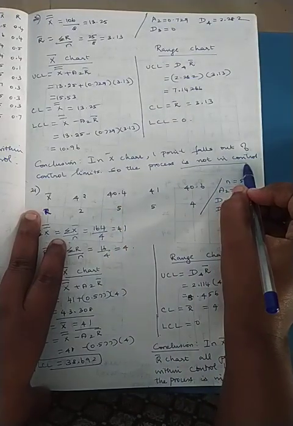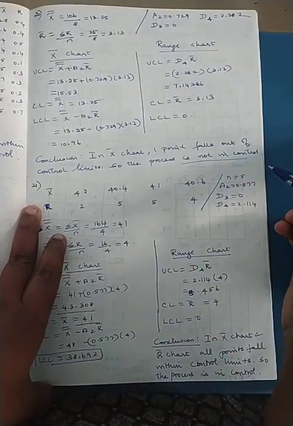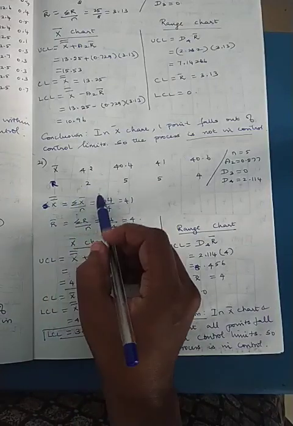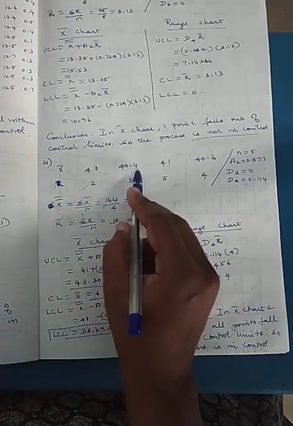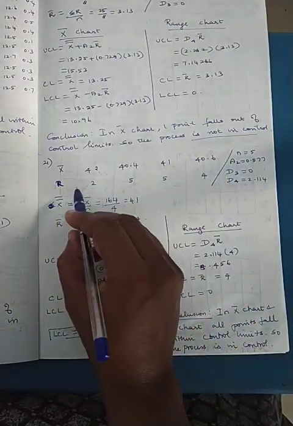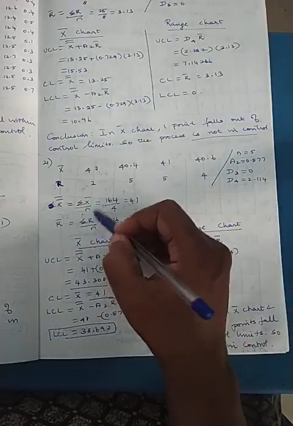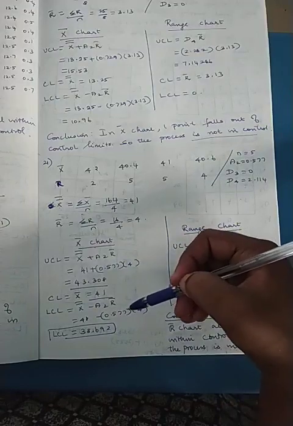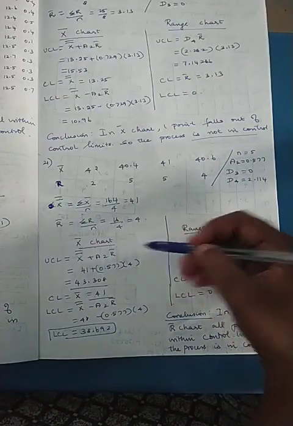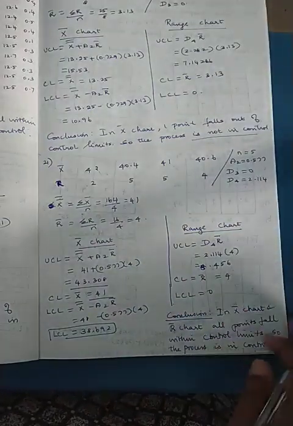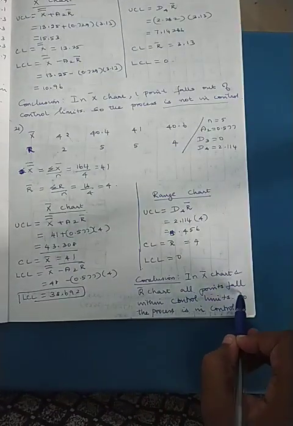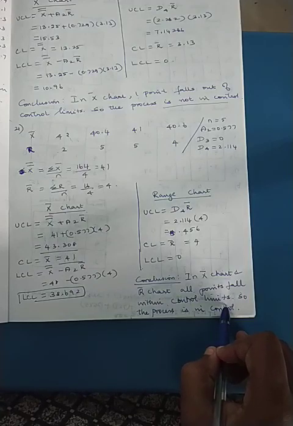Okay. Then in the 21st problem, again we have to calculate our X bar and R. X bar I have calculated: 42, 40.4, 41, 40.6. R is 2, 5, 5, 4. X double bar and R bar I calculate with the given data. Then I can go ahead with my X bar chart and range chart, and I can say in the conclusion, in the X bar chart and the R chart, all the points fall within the control limits. So the process is in control.